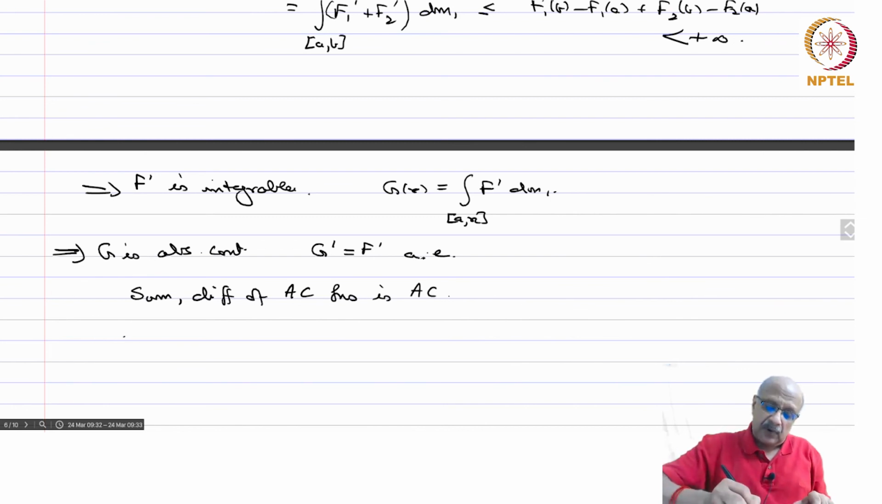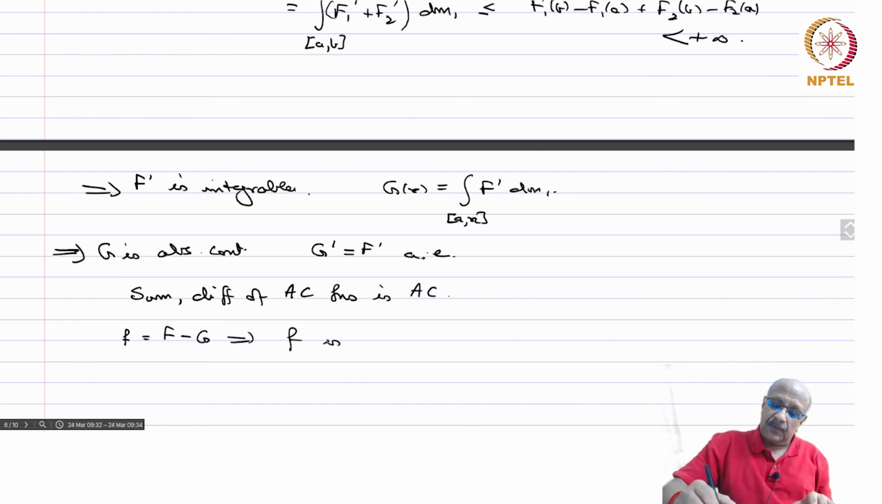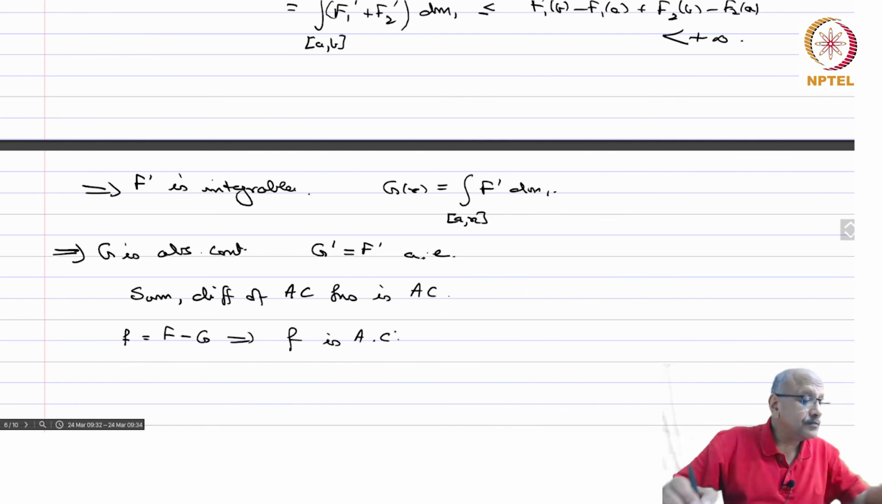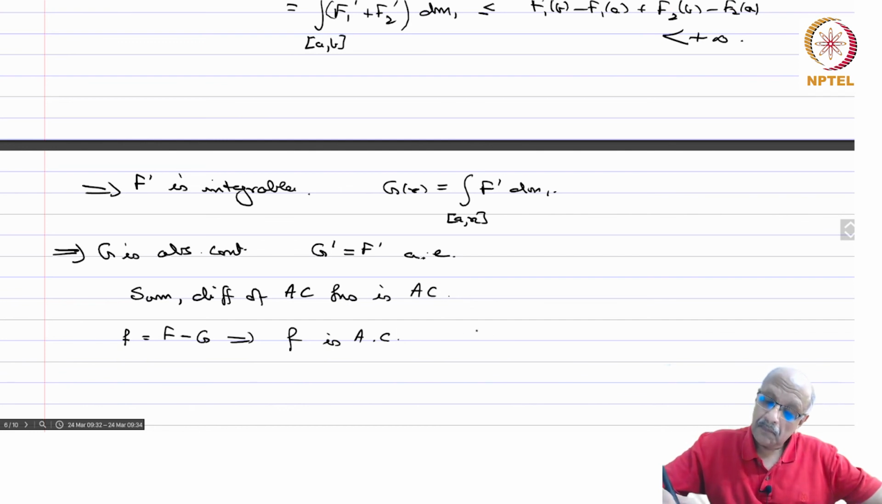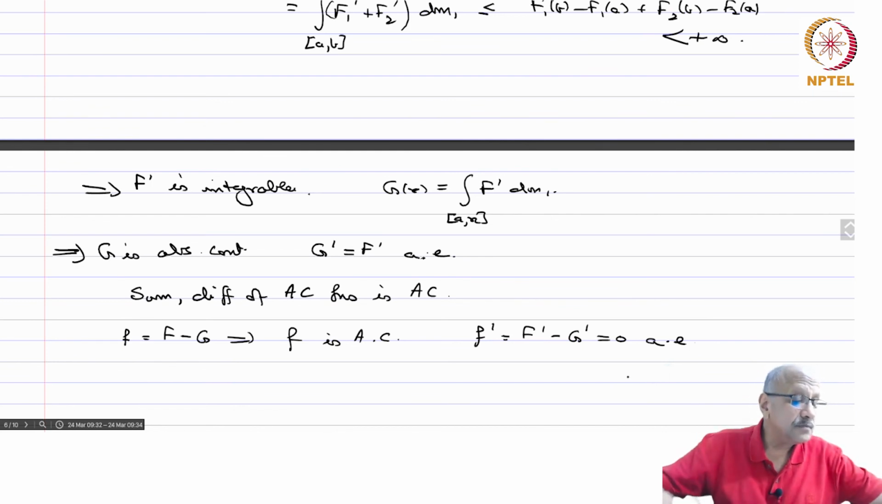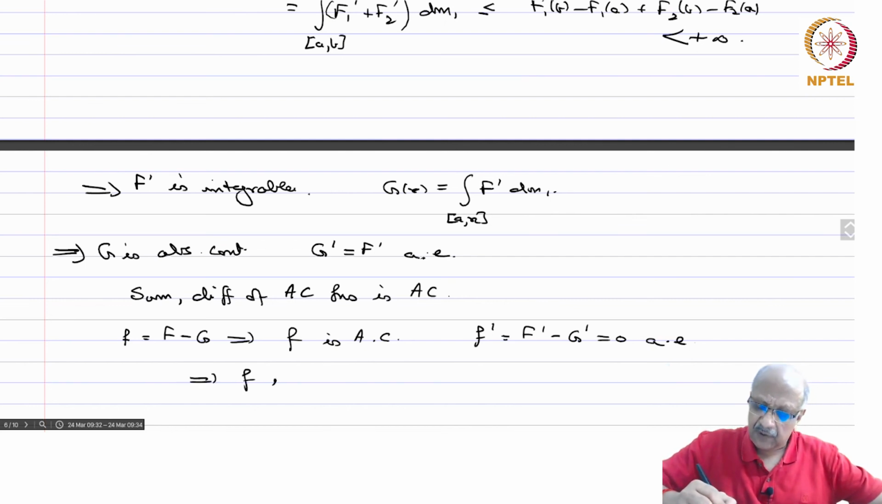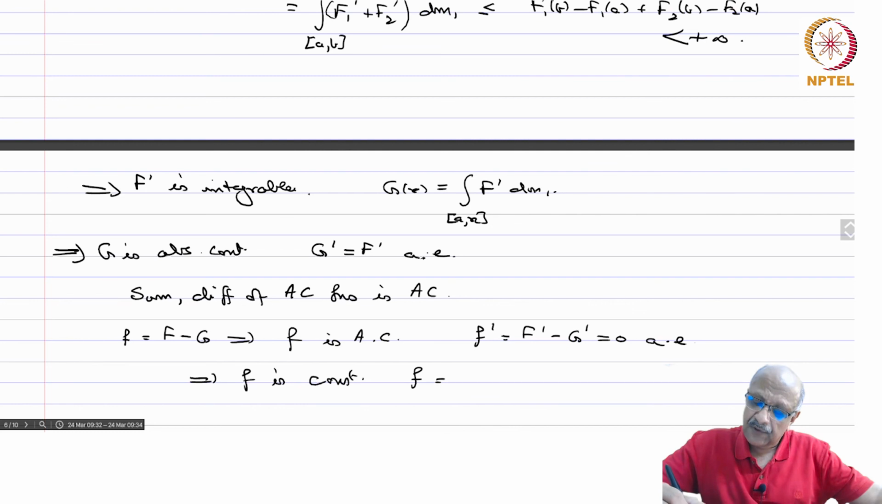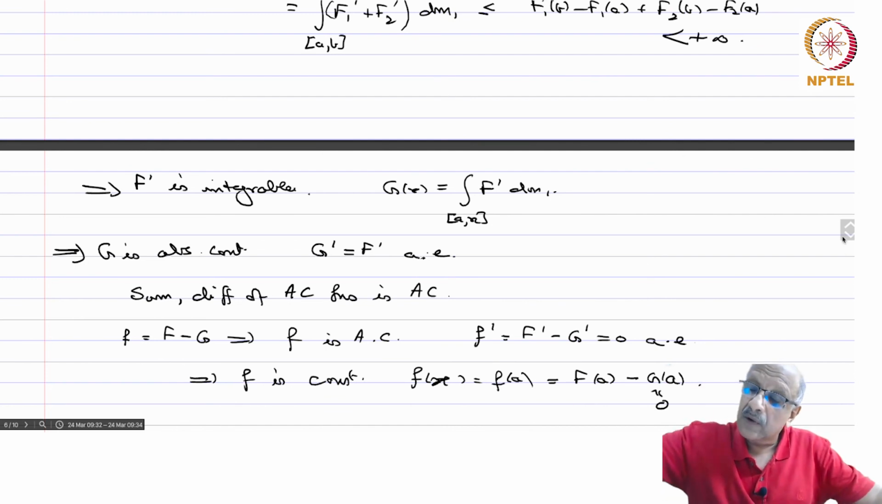So if f is absolutely continuous, you write small f equal to capital F minus g, then capital F is absolutely continuous, g is absolutely continuous, implies small f is absolutely continuous. And you have f dash equal to capital F dash minus g dash, which is equal to 0 almost everywhere. So this implies f is a constant. So f of x equals f of a, and what is f of a? It is capital F of a minus g of a, but g of a equal to 0, and therefore it's equal to capital F of a.